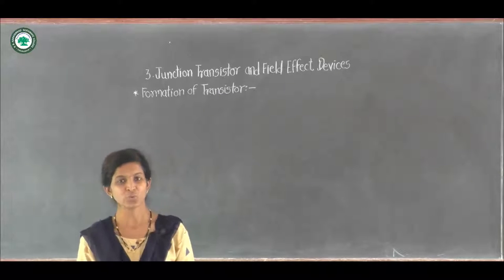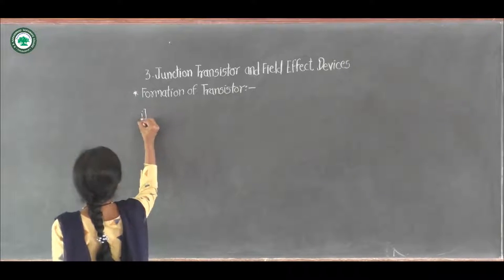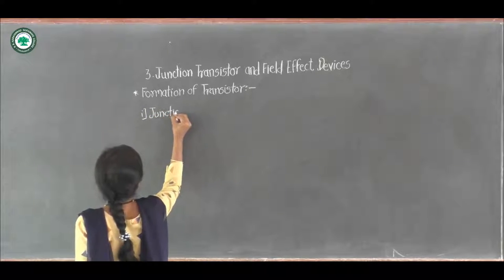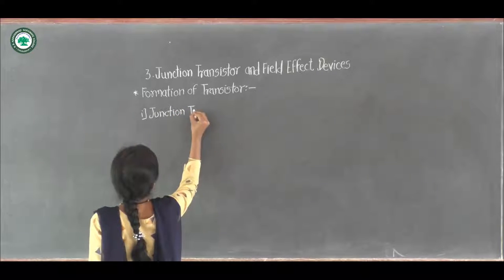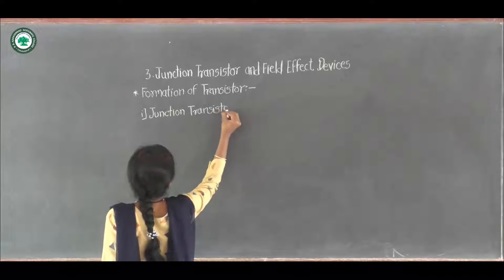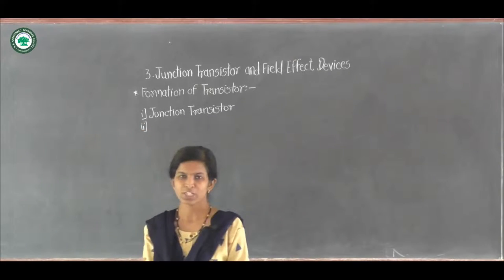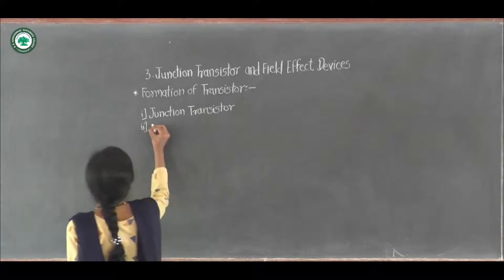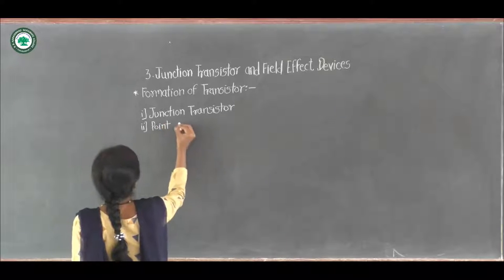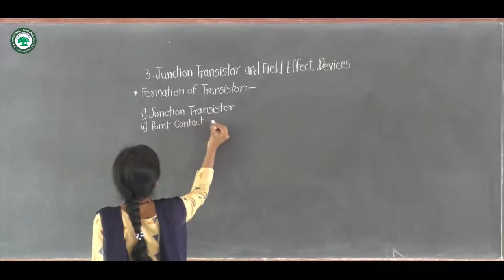There are mainly two types of transistor. First is junction transistor, and second one is point contact transistor.